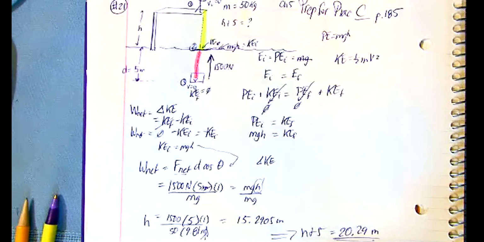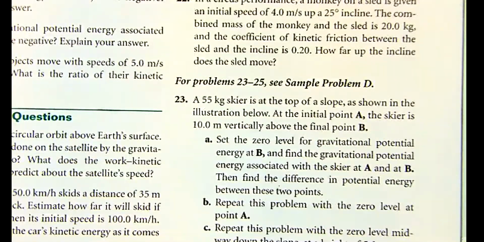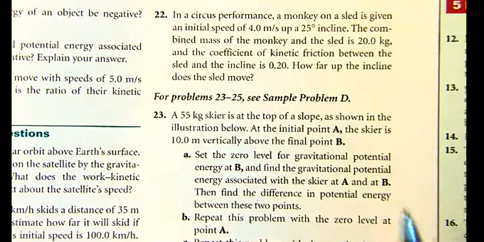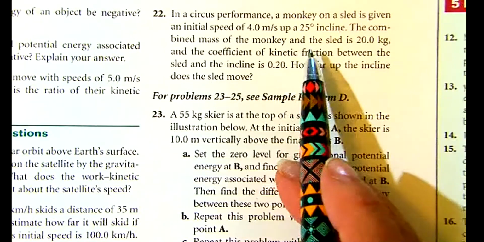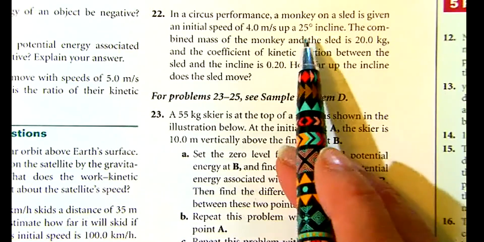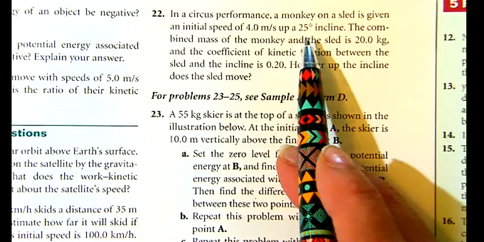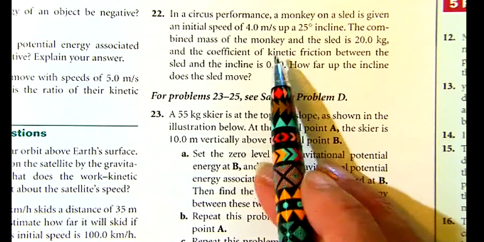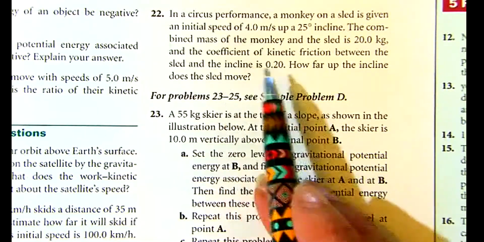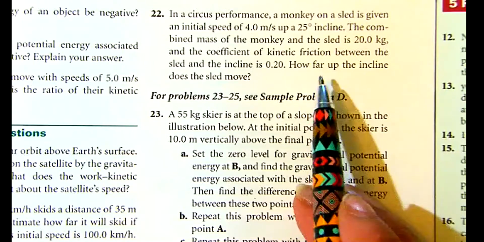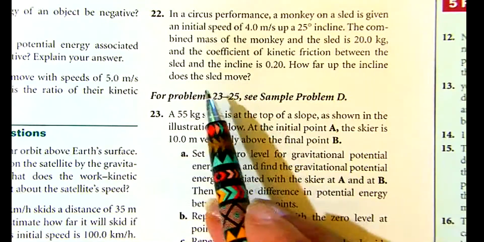Let's look at number 22. Number 22 is going to look really familiar to you. In a circus performance, a monkey on a sled is given an initial speed of 4 meters per second up an incline. Yes, ladies and gentlemen, we're going to be doing more incline ramps and vectors. The combined mass of the monkey and the sled is 20 kilograms, and the coefficient of friction between the sled and the incline is 0.2. How far up the incline did the sled move?